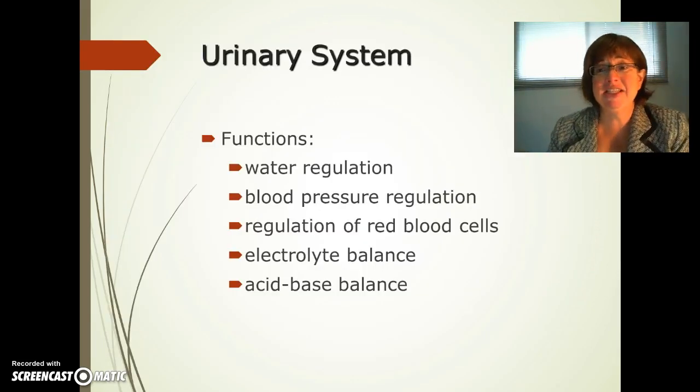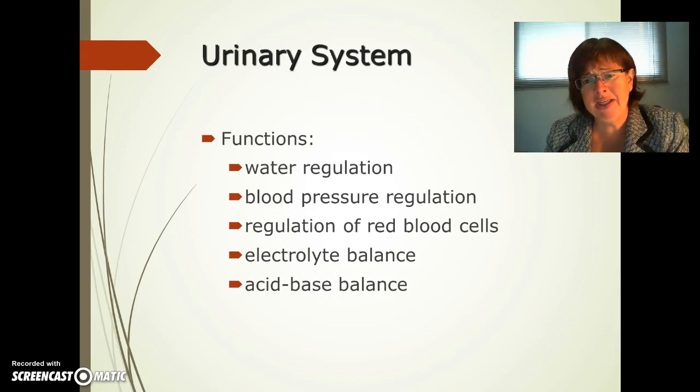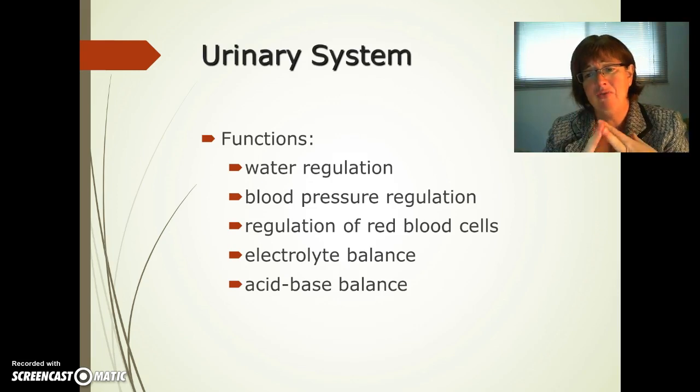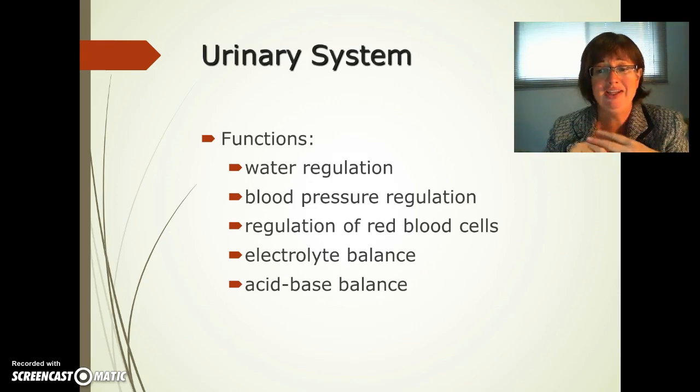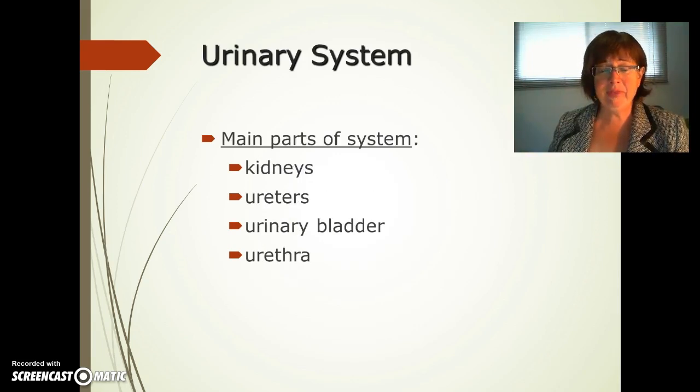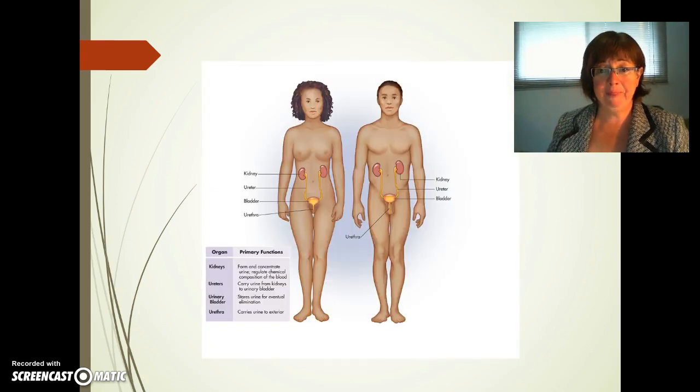Urinary system. This is not just peeing, but also cleaning the blood in order to pee. Think of the urinary system: its job is not to form urine, but to regulate the body, and urine is the result of it. So in the process, you are regulating your water. When you regulate your water, you regulate blood pressure, you regulate the production of red blood cells, electrolyte balance such as sodium, potassium, and calcium, and also a slower way to regulate your acid-base balance. Main parts: kidney, ureters, urinary bladder, and urethra. There they are.